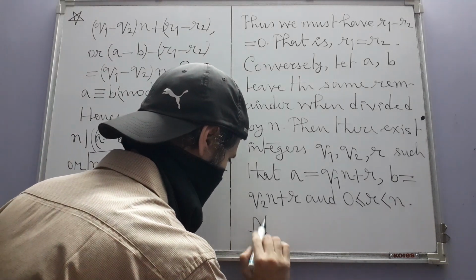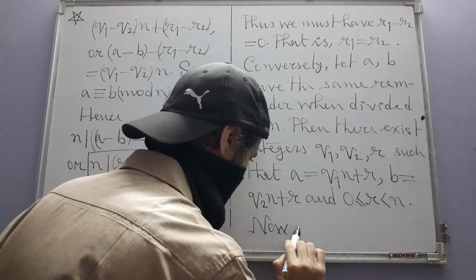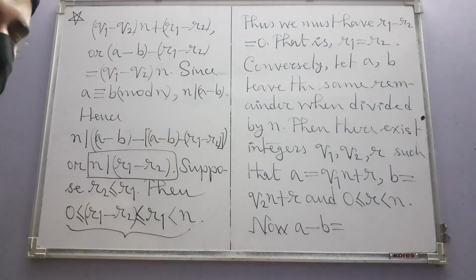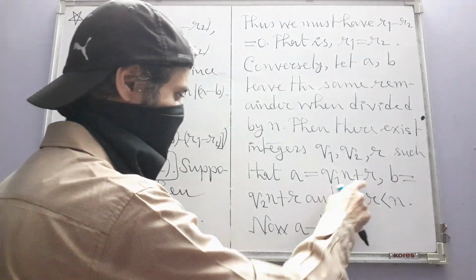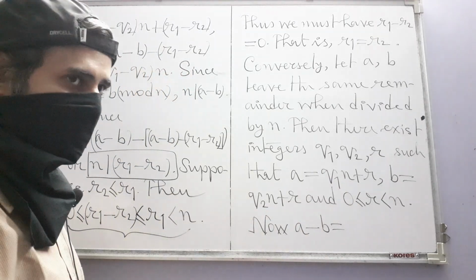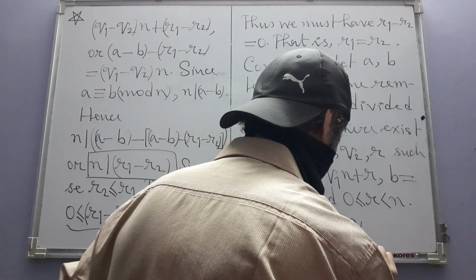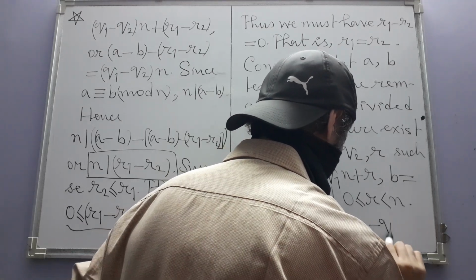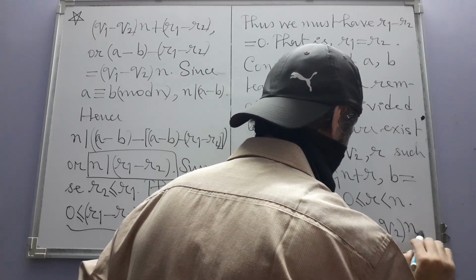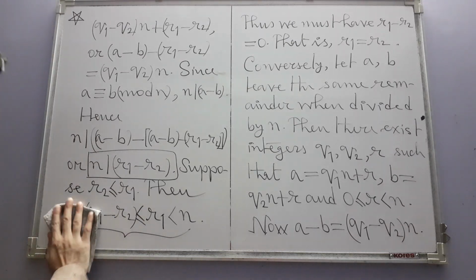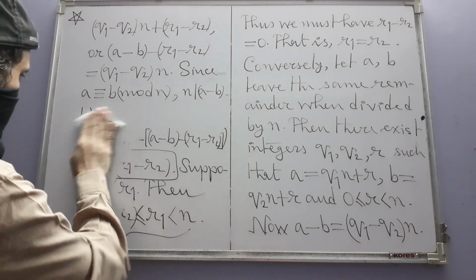Now, what is A minus B? Without writing too much, you understand that r and minus r will cancel out. And after taking n common out, you are getting (q1 minus q2) times n. So this converse part is a bit easier.